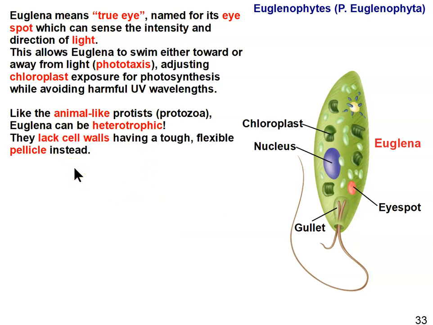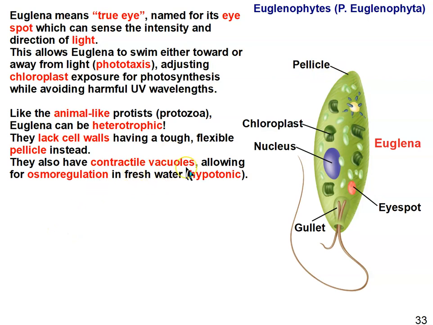So again, some of these algae have a cell wall and some don't. Euglena is one that does not have a cell wall, but it does have a toughened plasma membrane. So in other words, it's kind of reinforced its plasma membrane to be this tough, flexible covering that we call a pellicle. So this label is for the whole outer surrounding plasma membrane of the Euglena. Is this tough pellicle. They also have contractile vacuoles.